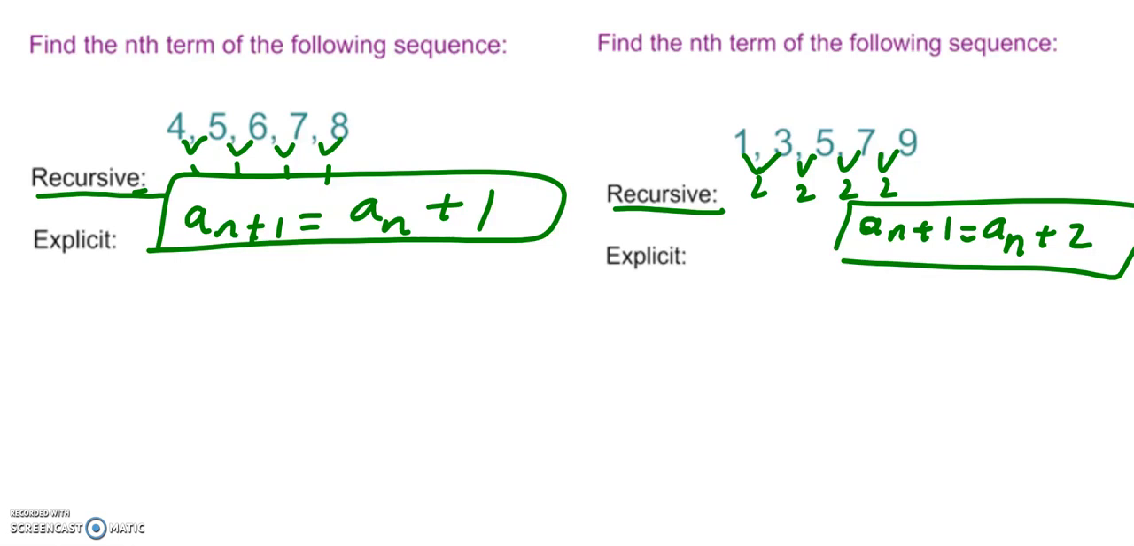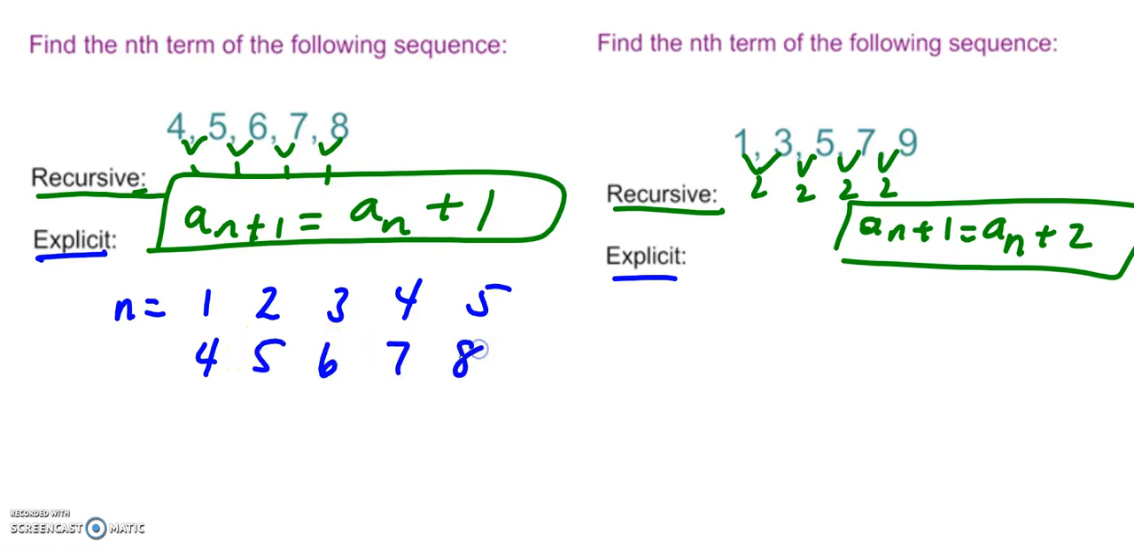Now, the explicit formula is more of a pain because we need to consider what term number we're on first: 1, 2, 3, 4. Then underneath, I write what numbers we actually have as outputs: 4, 5, 6, 7, 8. I'm going to do the same thing over here: 1, 2, 3, 4, 5. Outputs: 1, 3, 5, 7, 9.